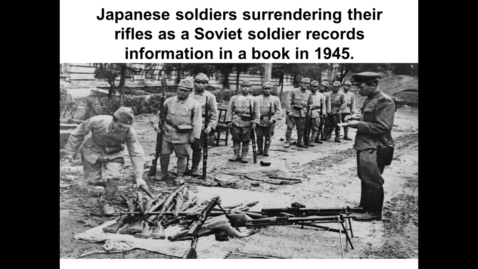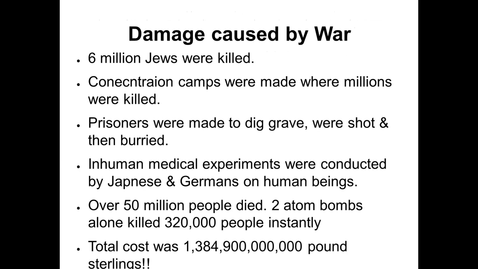Now the damages. 6 million Jews were killed. Hitler made what is known as concentration camps. He used to kill people there. He never actually went to a concentration camp. He ordered all the executions on phone. Prisoners were made to dig graves, were shot and then buried.